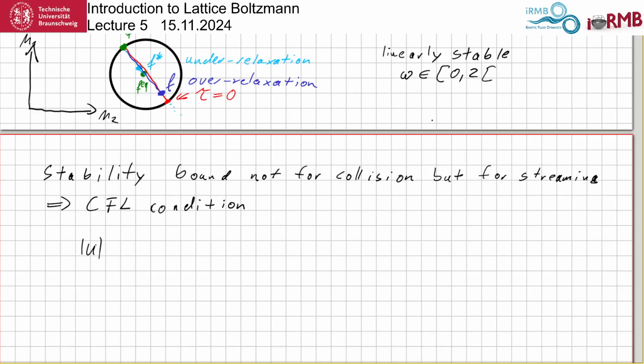So we have the velocity of the fluid, yeah, plus, so this is not all, plus the speed of sound. These two things together need to be smaller than the lattice velocity, and the lattice velocity is delta x by delta t.